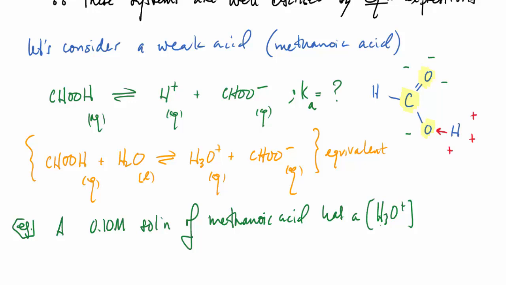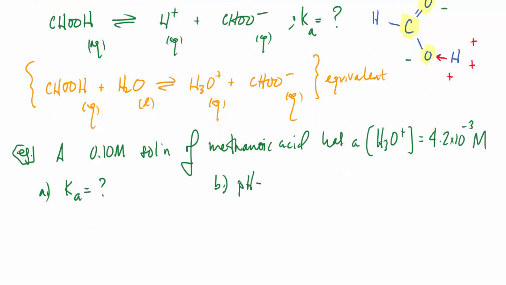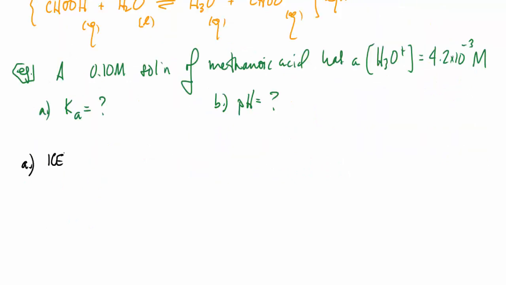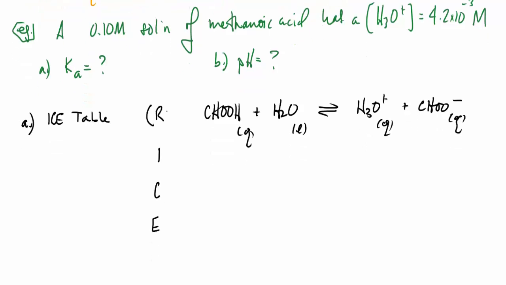Here we have a 0.1 molar solution of methanoic acid with a hydronium ion concentration of 4.2 by 10 to the minus 3 molar. We'd like to know the Ka for methanoic acid and the pH of this solution. To get the Ka, we'll use an ICE table. We'll just write the dissociation reaction here for the methanoic acid and make sure we get all the states properly and get an ICE table going, sometimes called a RICE table because the first line shows the reaction. So we'll just fill in the appropriate values here.